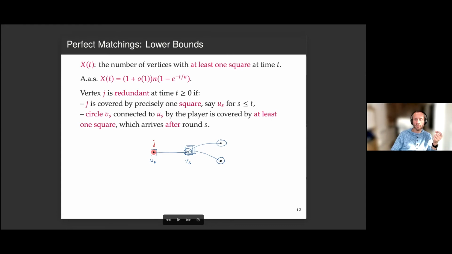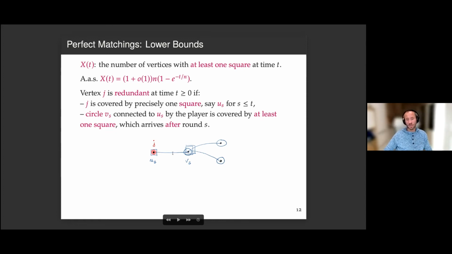I put my circle here, and that vertex we should pay attention to. And then what happens after? Well, after time s, nobody else landed on this vertex. So this vertex has only one square on it, and then this circle received at least one square after. So maybe after one square was extended, maybe another square extended.